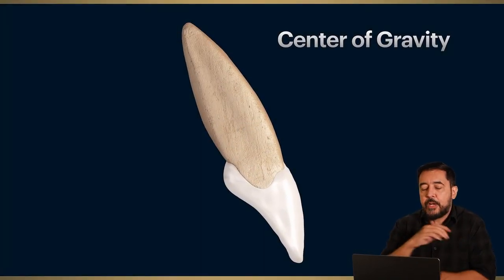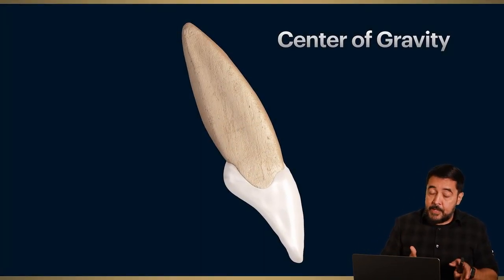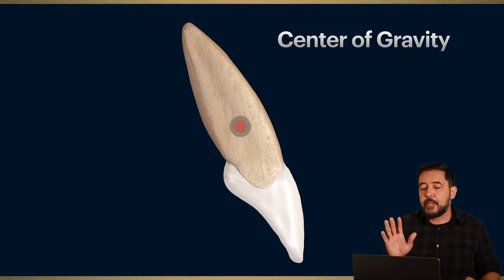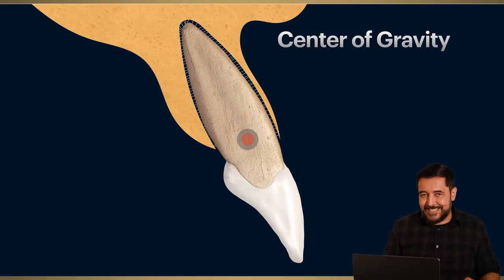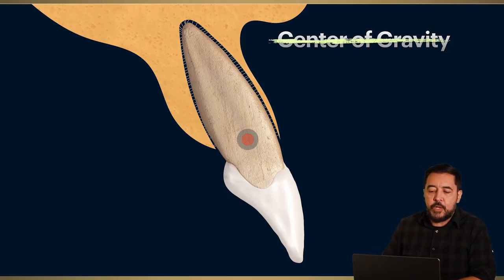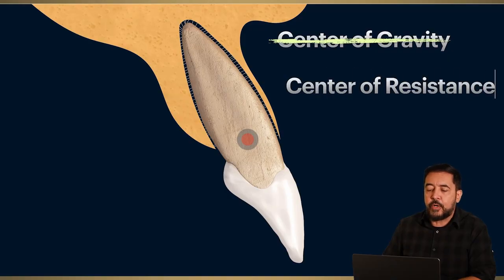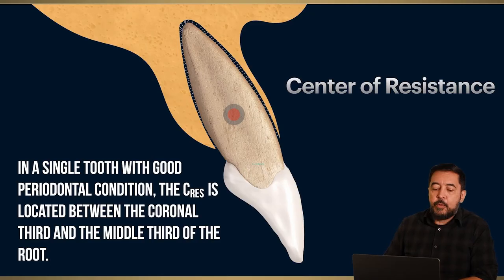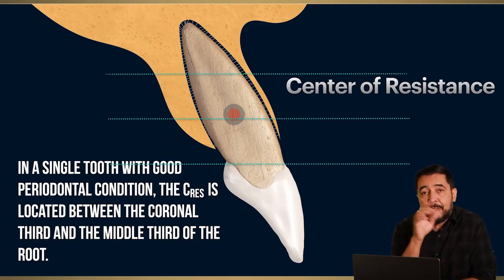And now we can have a different relationship between the center of gravity. In this case, we are not calling it the center of gravity anymore, but something different, the center of resistance. Because, as I told you before, this is not a free body. It's restrained, and we call it the center of resistance. And we know by calculation from some articles before that it is located in a different position from its center of gravity, or center of mass, in a single tooth with good periodontal condition. So this is something that we have to keep in mind.